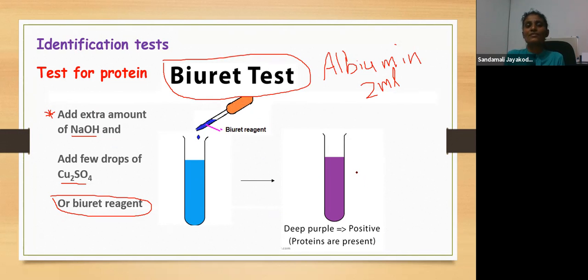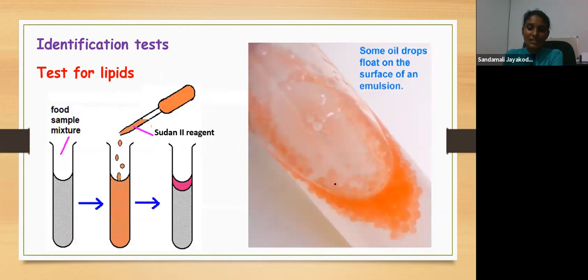Then we can assume, yeah, it contains protein. That's why it gives us the purple color. So that is the protein test. So these are the tests, and this is the final test, which we are doing for lipids.